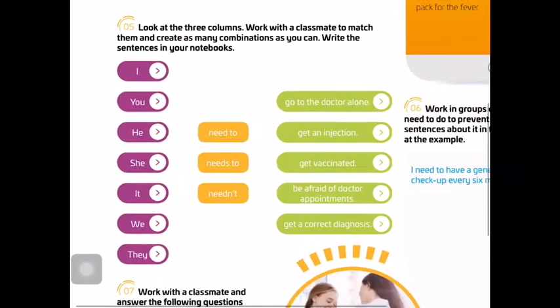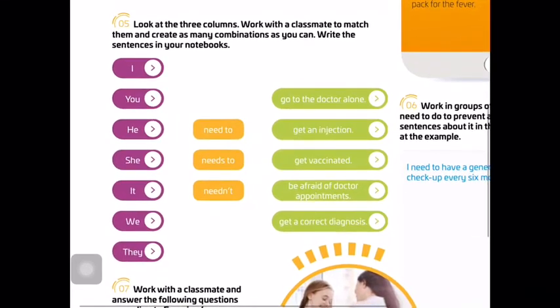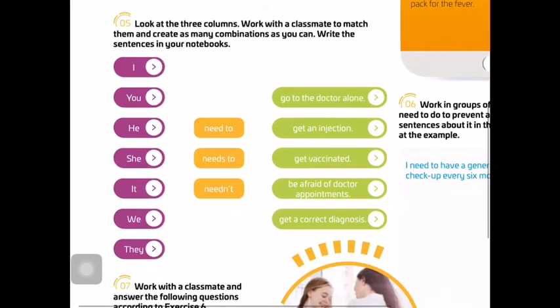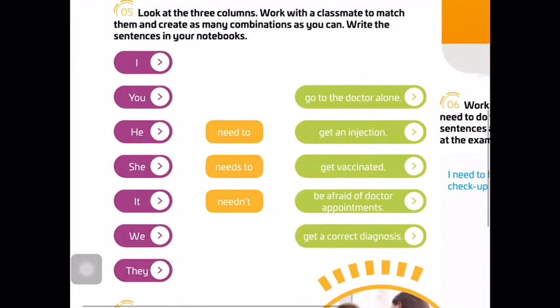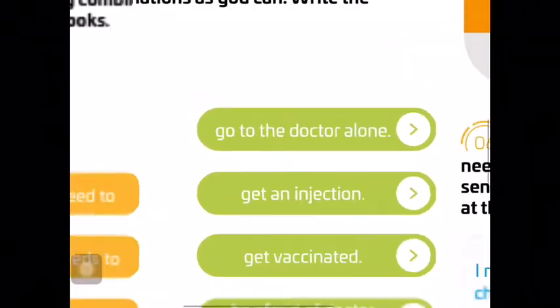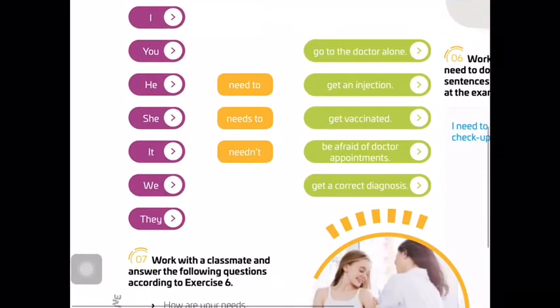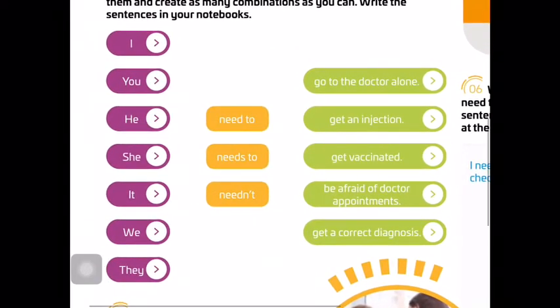Exercise 5. Look at the 3 columns. Work with a classmate to match them and create as many combinations as you can. Write the sentences in your notebook. For example, I need to go to the doctor alone. I created one sentence by using I need to go to the doctor alone. And now you have to create different sentences, a lot of different sentences with all the 3 columns.